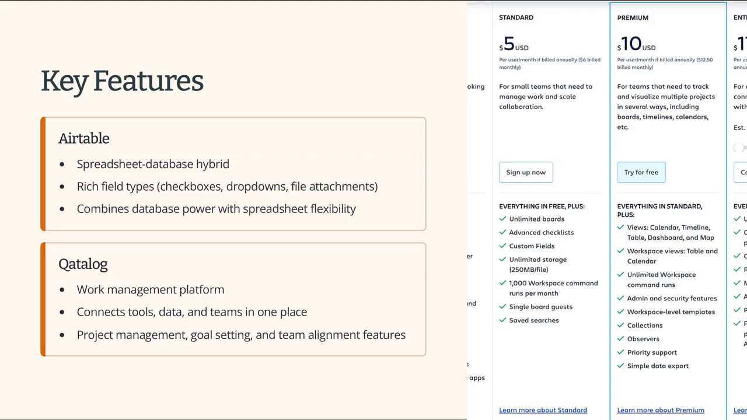Airtable is a spreadsheet database hybrid featuring the power of a database with the flexibility of a spreadsheet. It offers rich field types including checkboxes, drop-downs, and file attachments. Catalog, on the other hand, is a work management platform that allows you to connect your tools, data, and teams in one place. It offers project management, goal setting, and team alignment features.